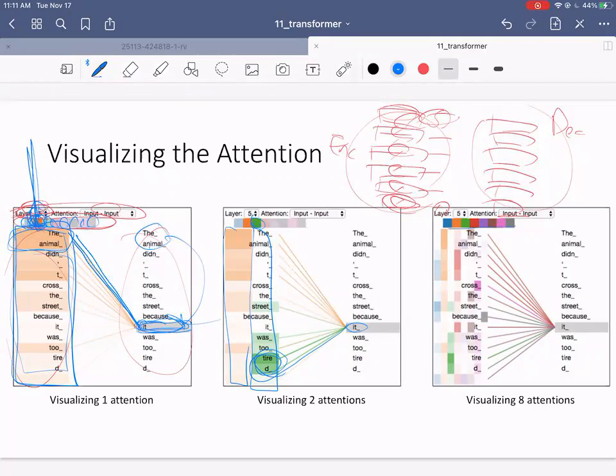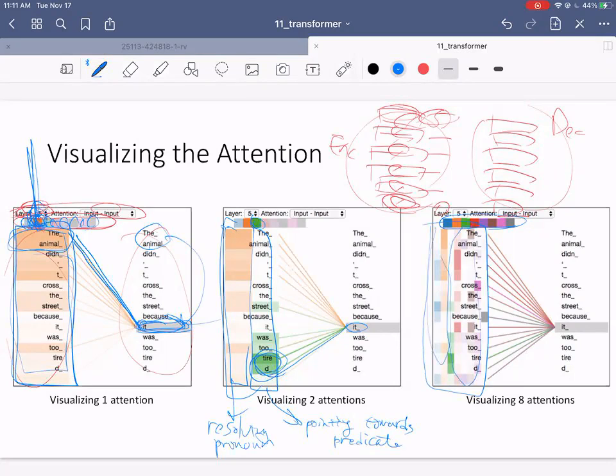And if you start adding all the attention heads together, then now it's kind of hard to see what's happening. Like in the first attention head, basically, this attention head was resolving the pronoun, and this attention head was pointing towards the predicate. But if you start looking at all eight attention heads, then it's kind of tiring to see which is which. So sooner or later, you just give up on trying to interpret what's going on here.